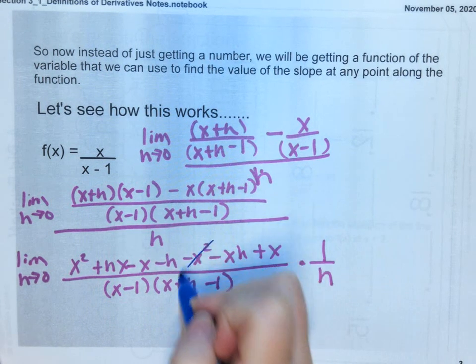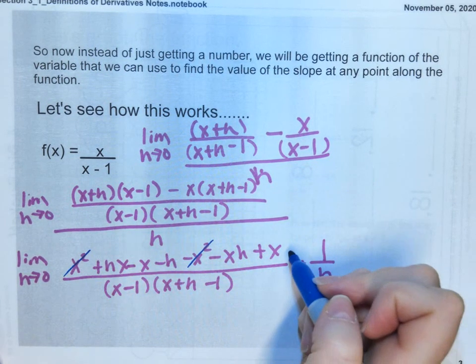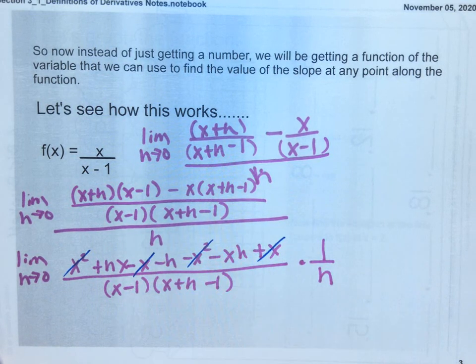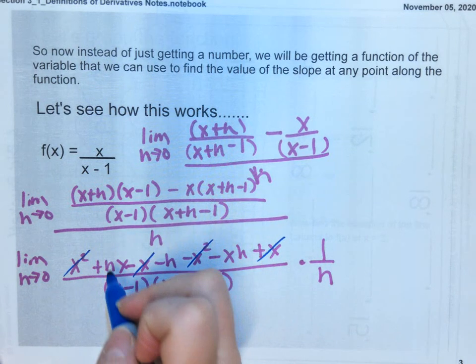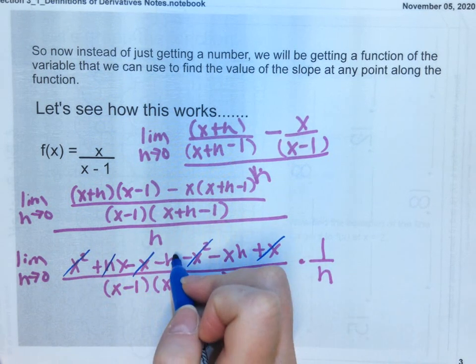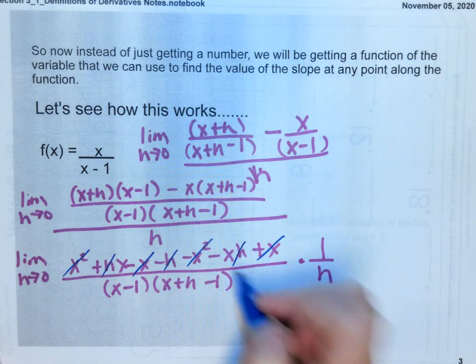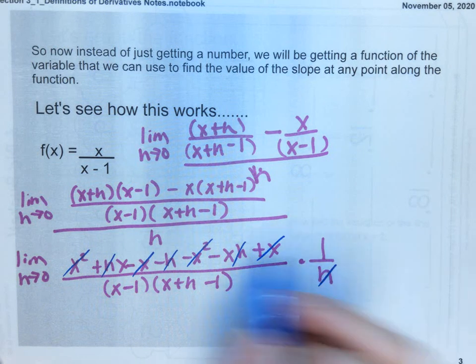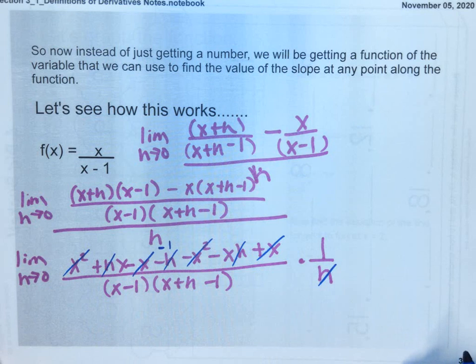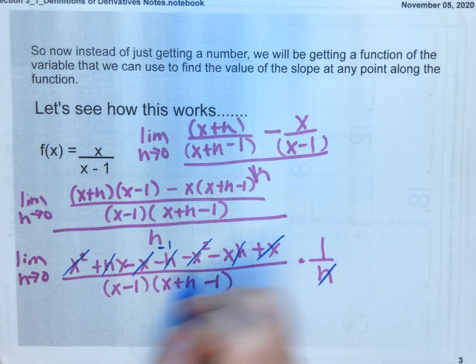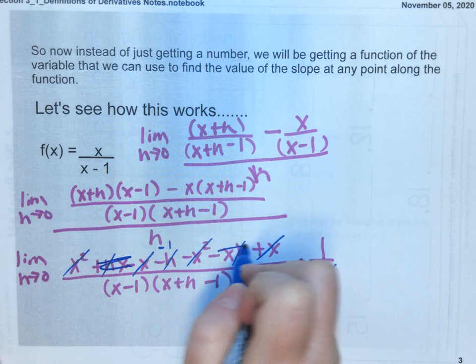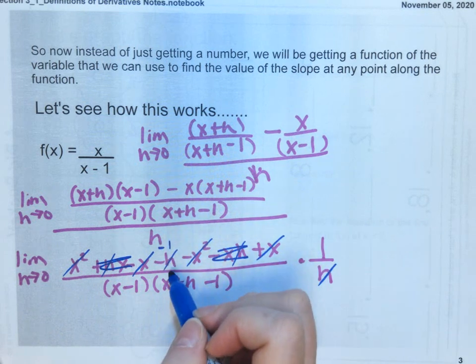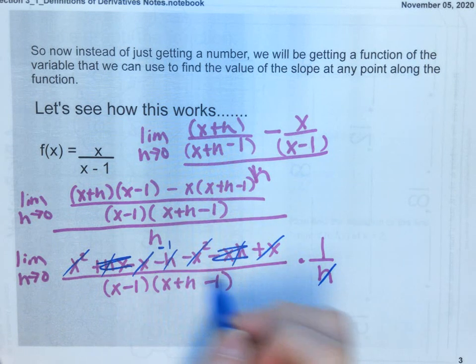There's a minus x squared, there's a plus x squared. There's a plus x and a minus x. Everything else has an h in it, so I'm going to cancel that h, that h, that h, and that h. Whoa. Did you cancel the plus hx and the minus xh? Yes, that would go away, and that would go away. Thank you for catching that. So I have this negative h and this positive h, so that makes a minus 1.